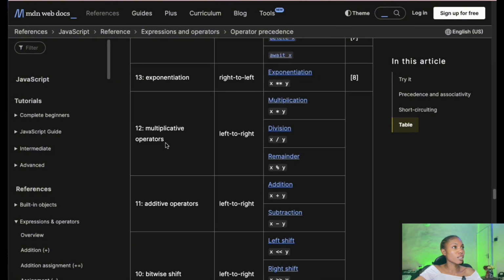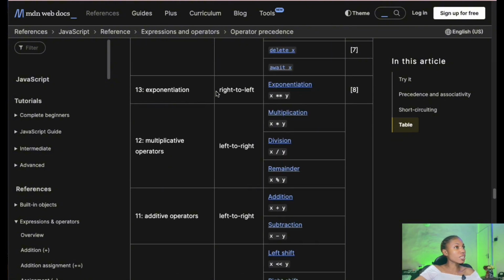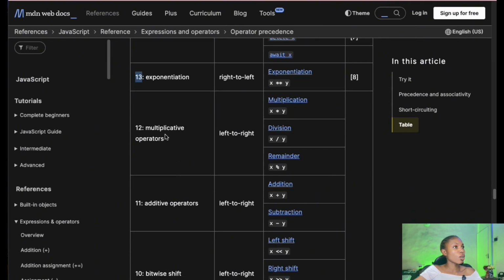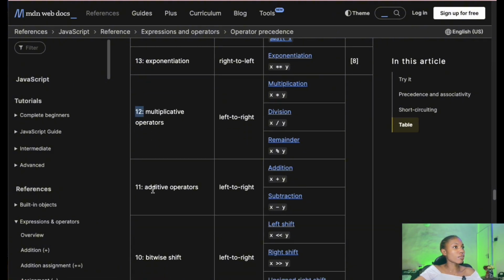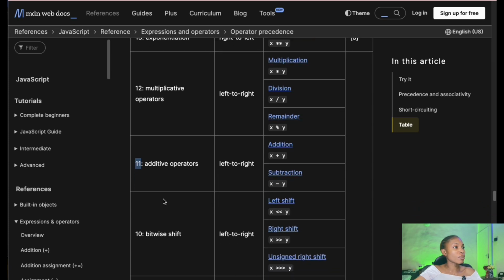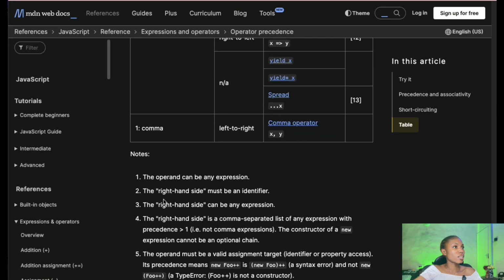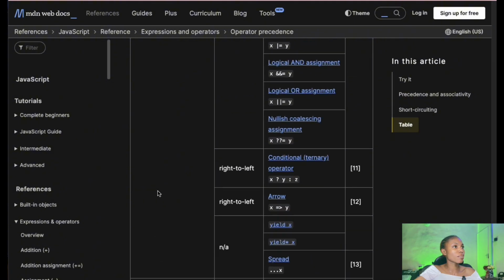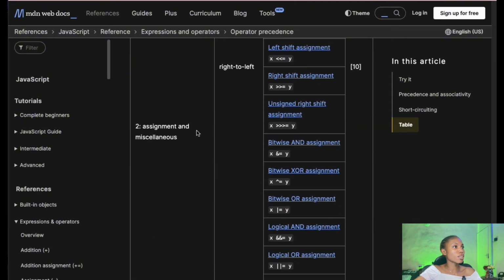Let's look for another familiar one. Exponentiation has a precedence value of 13. Division and multiplication operators have precedence value of 12. Addition and subtraction have precedence value 11, and like that. You see, comma has a precedence value of 1. Assignment operators and these bitwise assignments have precedence value 2. So like I said earlier, the higher the precedence value, the sooner the computer executes that operation.